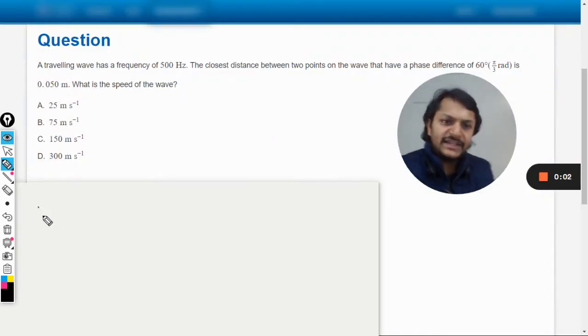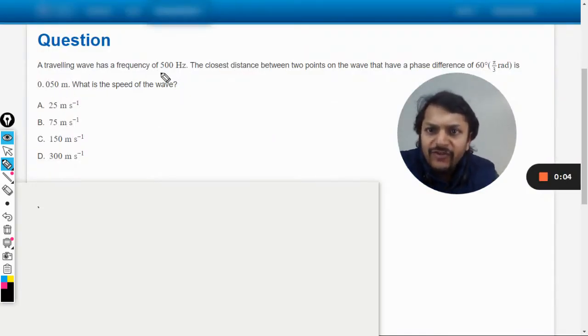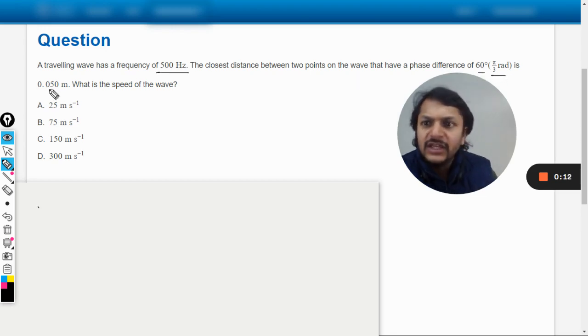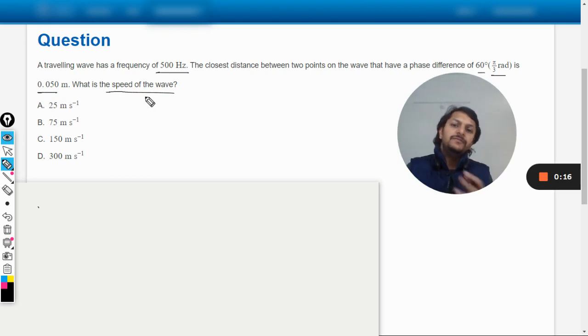Okay, dear students, let us see what is there in this question. A traveling wave has the frequency of 500 hertz. The closest distance between 2 points on the wave that have a phase difference of pi by 3 is given as this. What is the speed of the wave?